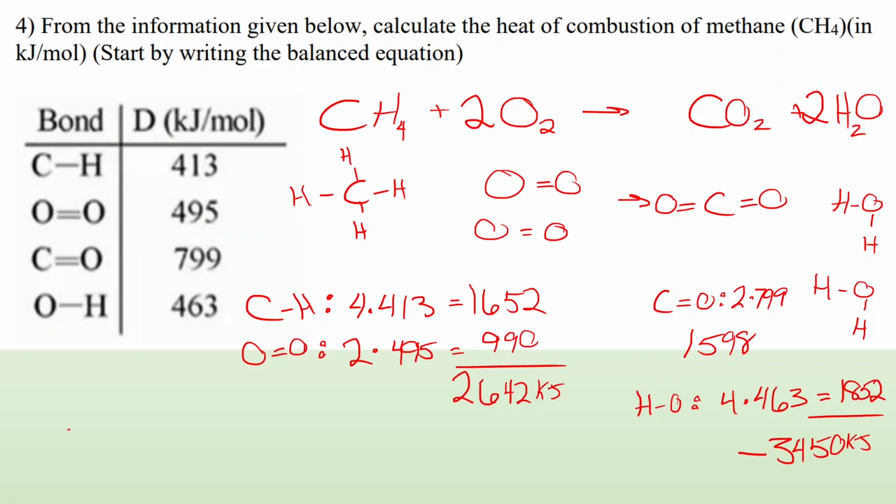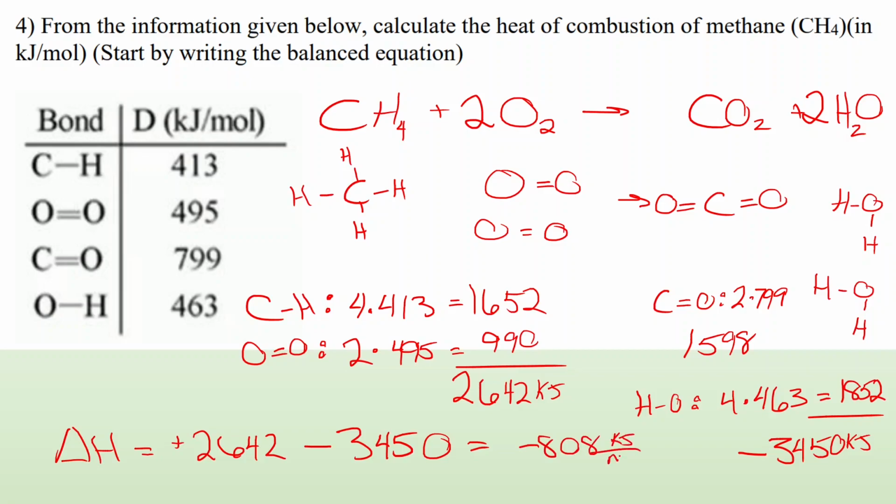So if I want the overall delta H, I have to invest 2,642 kilojoules, and I release 3,450 kilojoules, which tells me that the difference is a negative 808 kilojoules per mole as my final answer for this problem.